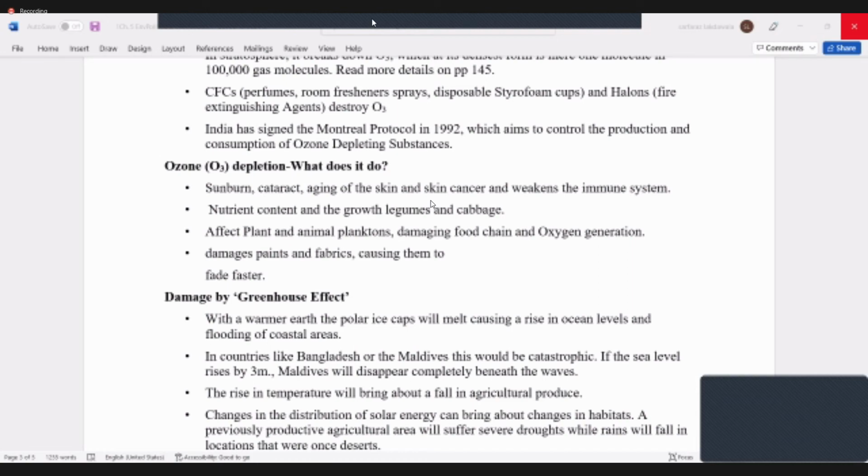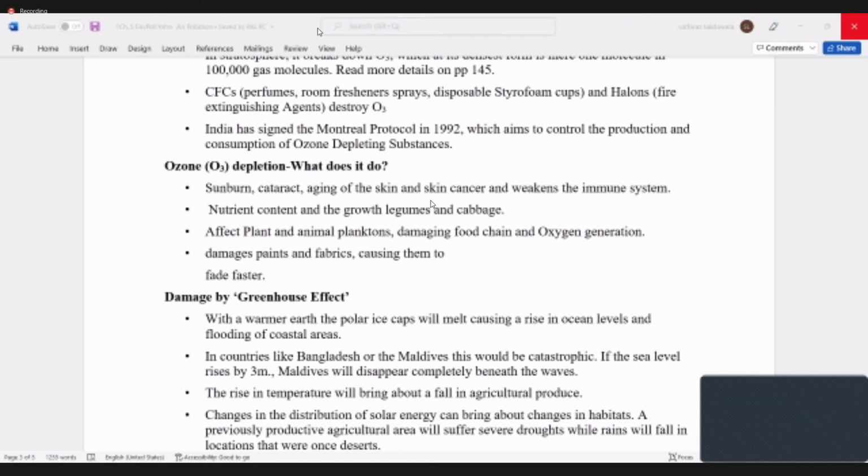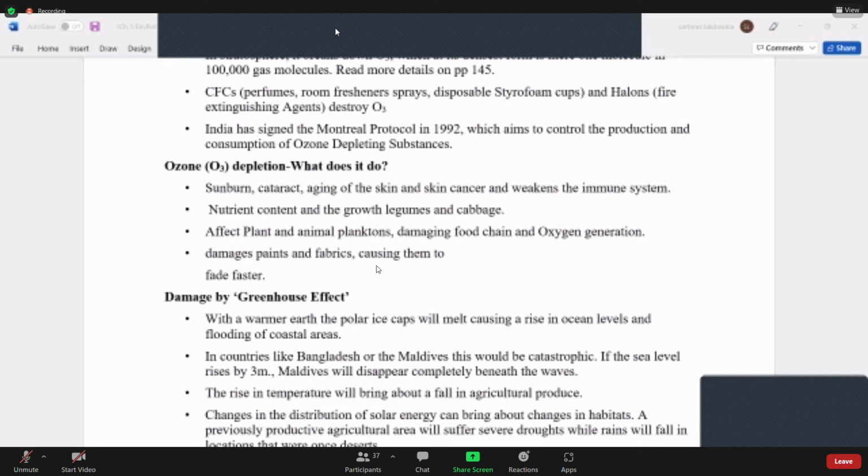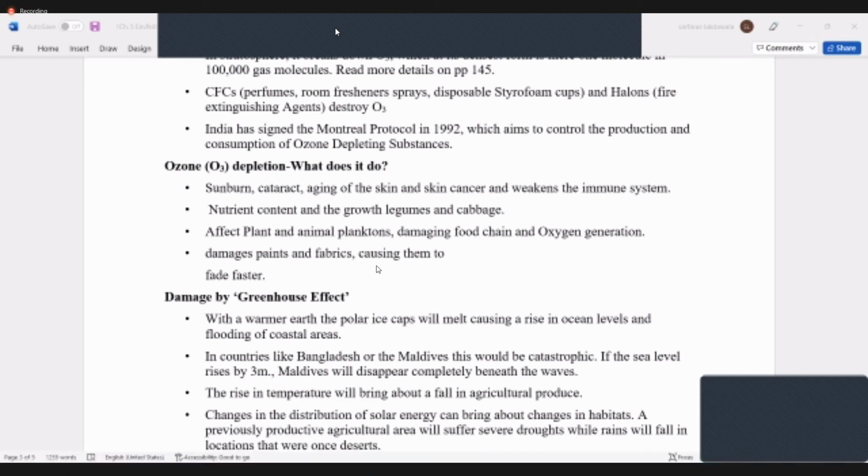Yes or no? Yes, sir. Why, sir, do you use a water purifier at home? If you don't use it, is it that you are going to die? So the water that we get from outside is chemically treated, so we have to purify it before consuming it.